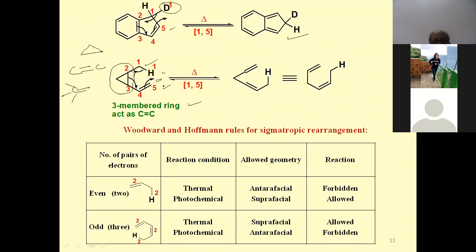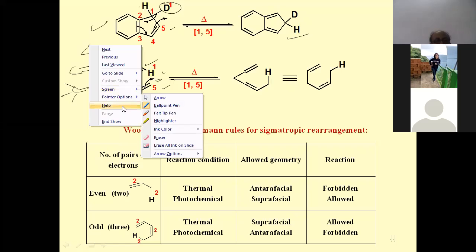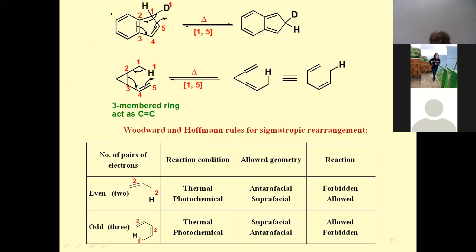Sir. Yes. Can you explain the first one once again? The first one? Yes, sir. This one, right? Yes, sir. Why 1,5, not 1,2? All right, so let us see this. Erase this. Okay. Now, what is that system? Why are you calling it 1,2 sigmatropic?